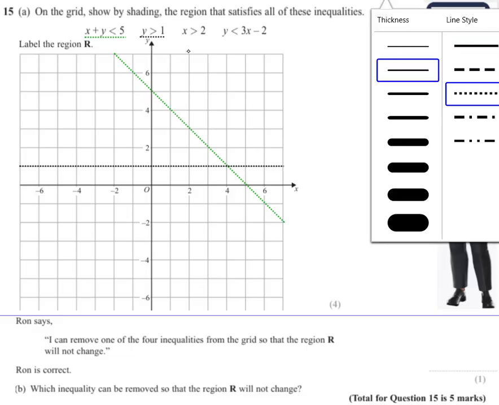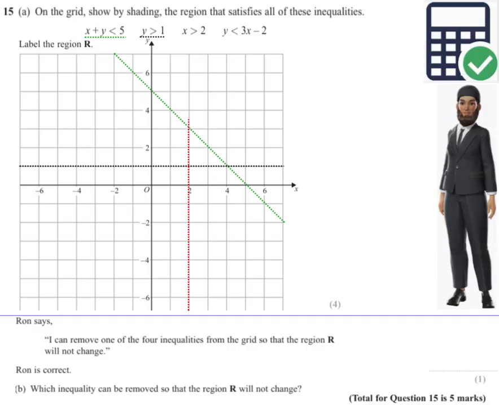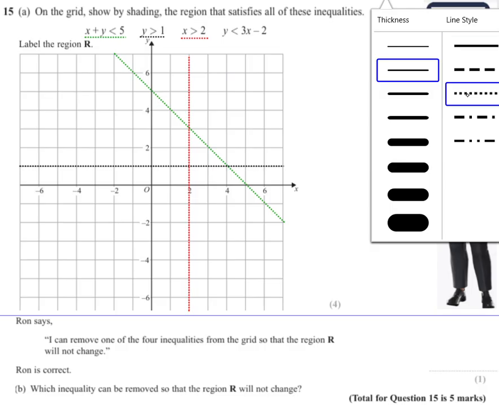and what we're going to do, you've got x is larger than 2, so we need to shade on the right hand side of this line. So let's label that over there, and then finally, one more time, let's get this ready.